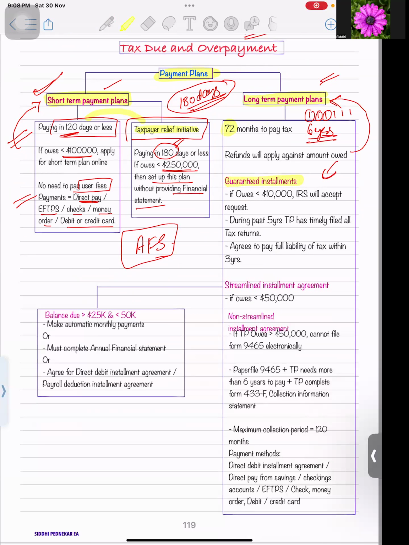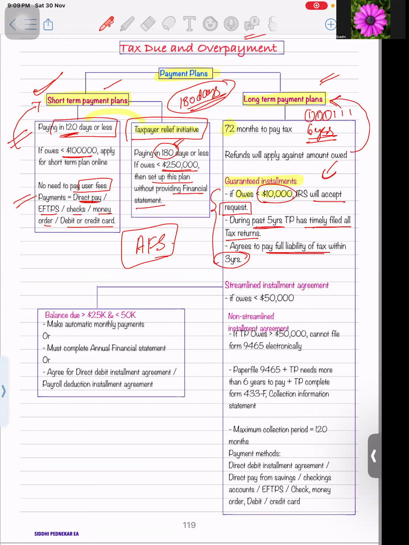Here also we have two, three options. One is guaranteed installment. If you owe up to 10,000, then the IRS will accept the request, right? During the past 5 years, the taxpayer has timely filed all the tax returns. The criteria should be that in the last 5 years you should have filed the tax return. And if you owe less than 10,000, they will not take more time, but they are going to accept it if your tax due is up to 10,000. And you have to agree to pay the full liability within 3 years. So this is the guaranteed installment plan.